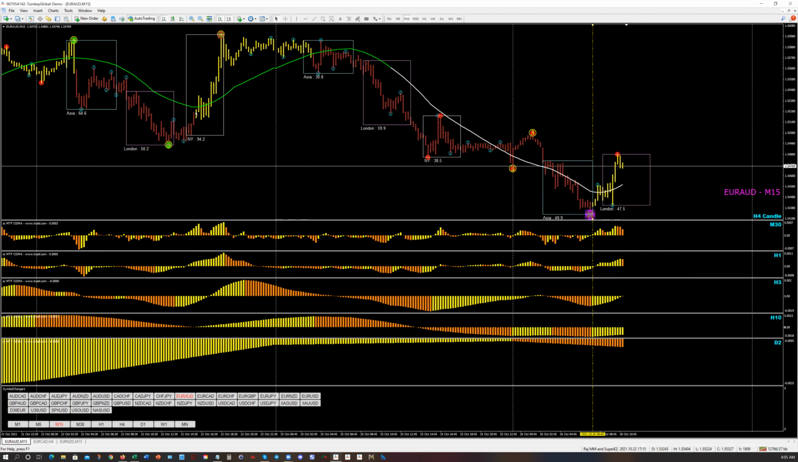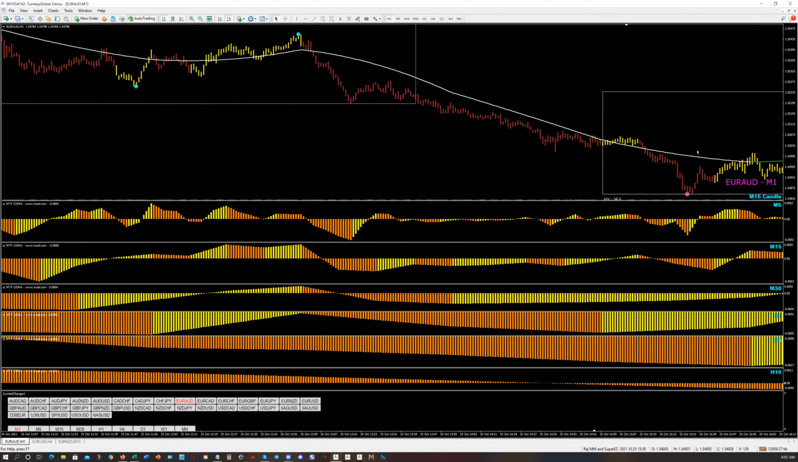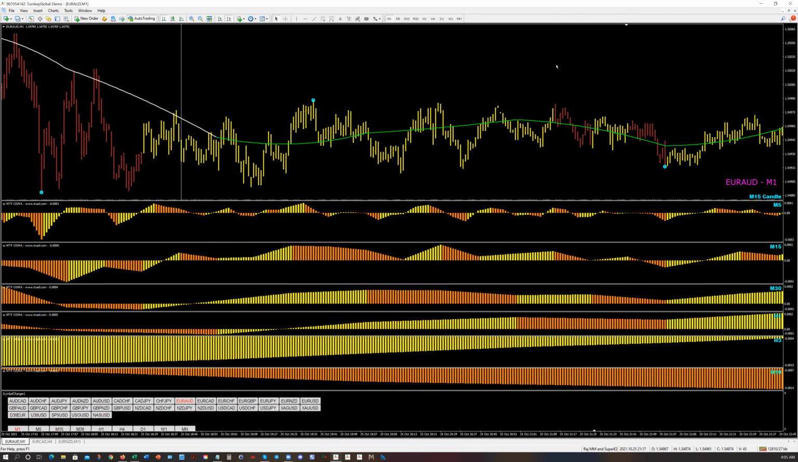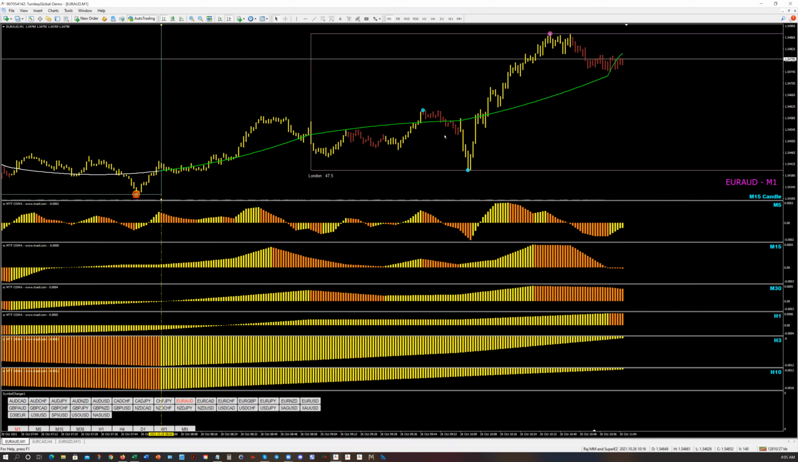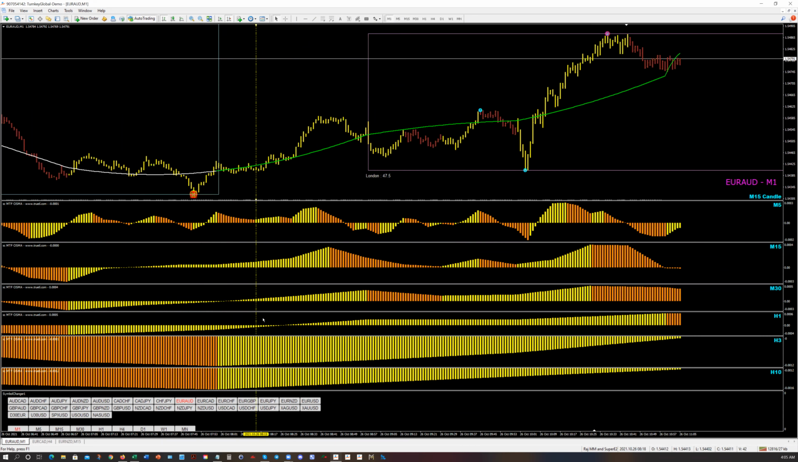But you don't have to wait on the 15, right? You can go down to the 1 minute chart to fine tune your entry. Of course not. Stupid terminal. Anyway, so here's your entry right here.